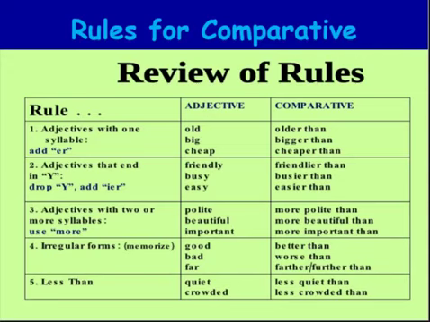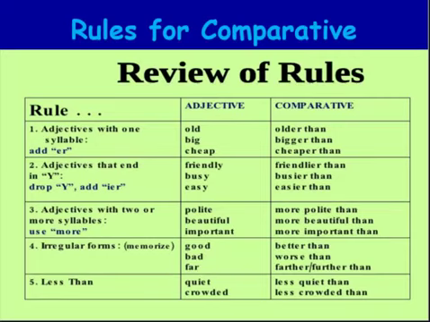Rule number 3: if the adjective has two or more syllables, we have to use more before the adjective to change from positive to comparative. Polite, more polite, beautiful, more beautiful, important, more important.